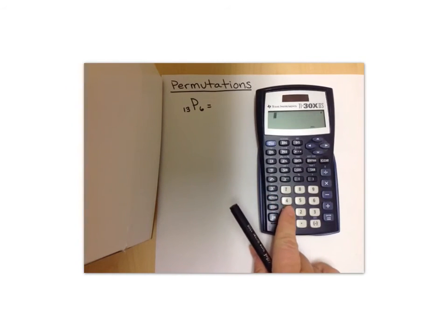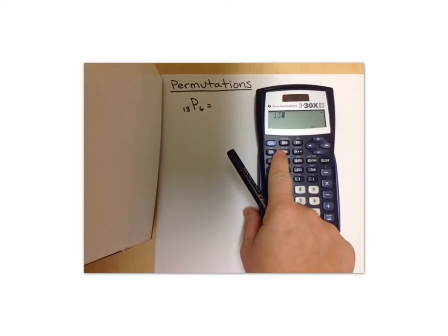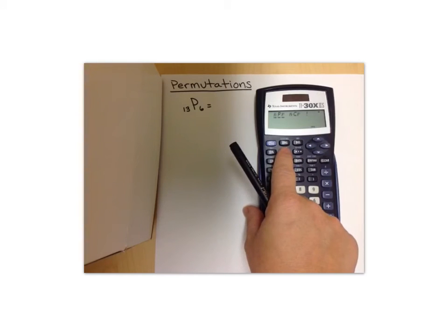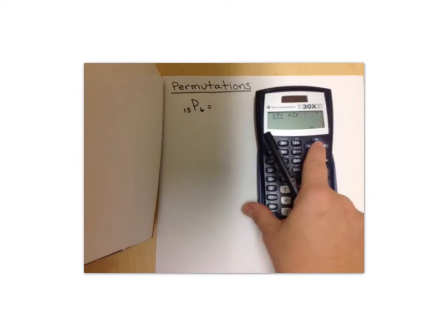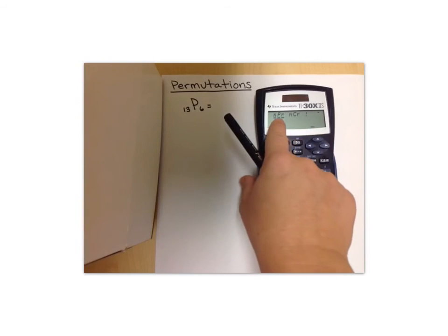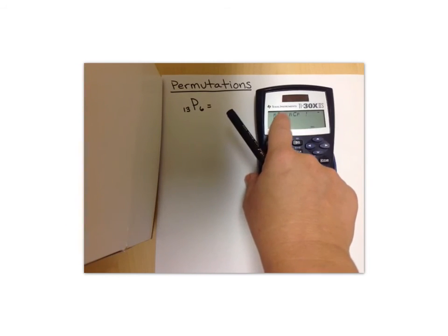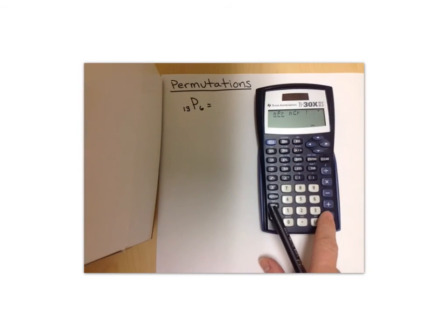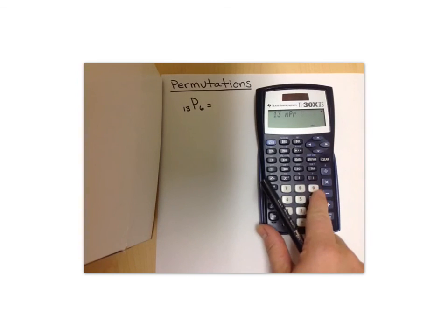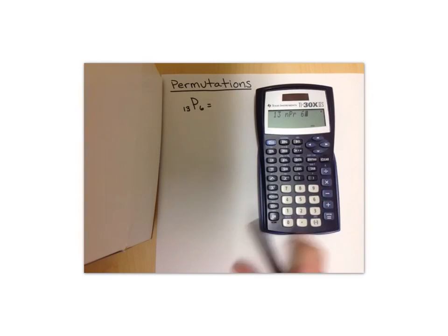Same idea, so you're still going to type in the 13, the n value. You're going to find probability, which is up here underneath the degrees, radians, and gradients. And I'm going to arrow to the, oh actually I don't need to go anywhere, it's right here, nPr, it's already selected, so I'll hit enter. And then I'll choose number 6, and hit enter, and you get your answer.